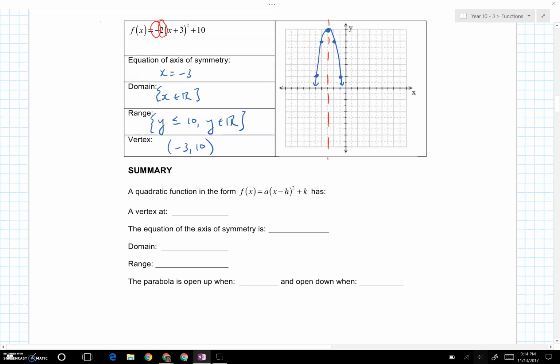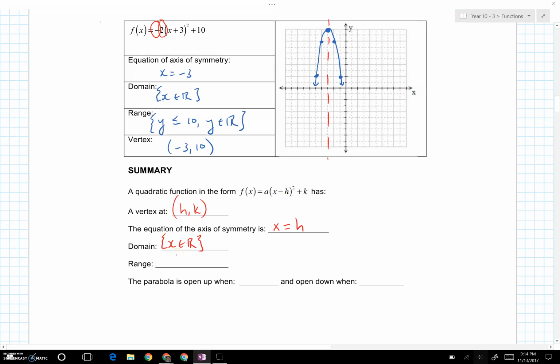I know according to the generic formula, I have a vertex at (h, k). Please remember to put it in brackets. The equation of the axis of symmetry is always x equals whatever h is. It has to be x equals. The domain of all parabolas is x is an element of real numbers. The range has to deal with k.